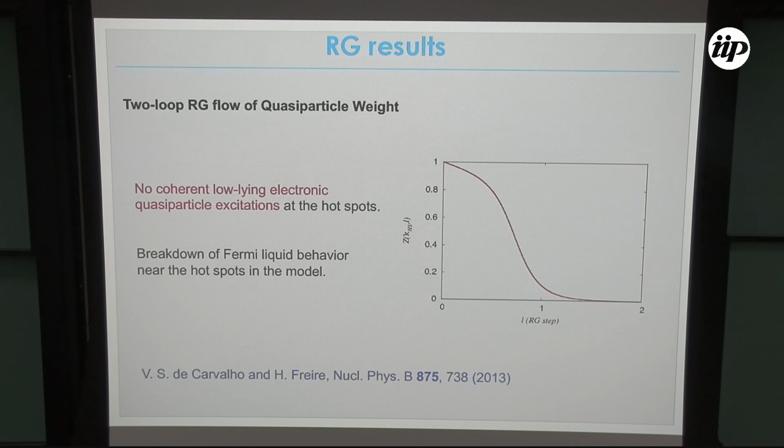Okay. And we can calculate many things. So here is the RG flow for the quasi-particle weight. L here is the RG step. As you see here, the Z flows to 0 in the low energy limit. And what that means is there are no coherent low-lying quasi-particle excitations near the hotspots. So that implies that we see a breakdown of Fermi-liquid behavior near the hotspots in the model. And this was published in this paper here with my student in 2013.